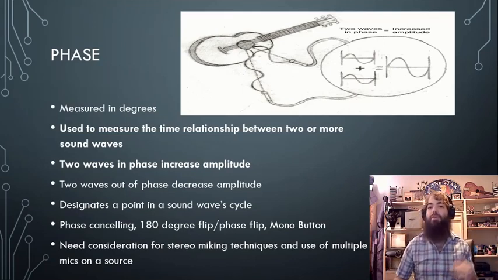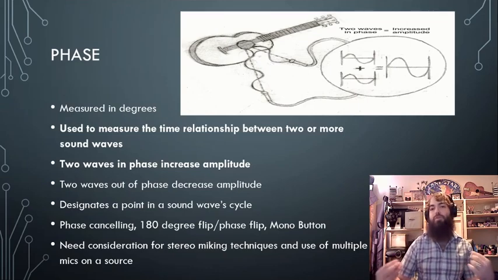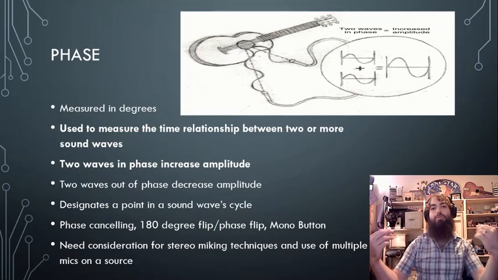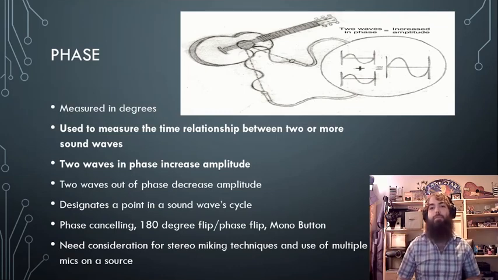And we found that if you keep things in phase, where the beginning of their cycles are together and they increase in amplitude and decrease in amplitude at the same time, we actually get what we call in phase, and the sound is able to increase in amplitude versus being out of phase, where you actually will decrease in amplitude. So ultimately, phase just designates a point in a sound wave cycle. Just some things to consider.